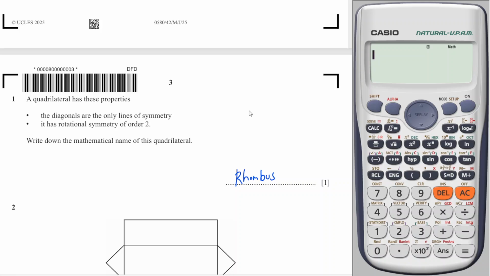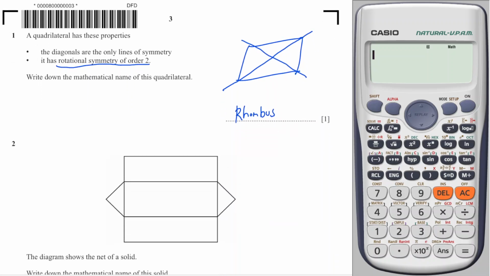The rhombus looks like this, and the diagonal is the only line of symmetry. So we can make the symmetry of the rhombus like this or like this, and it has rotational symmetry of order 2. So the required quadrilateral is a rhombus.